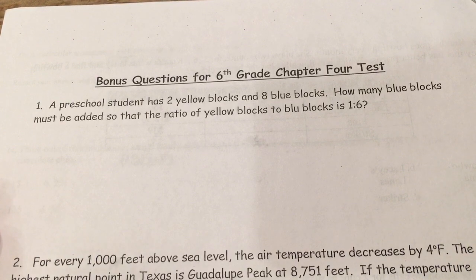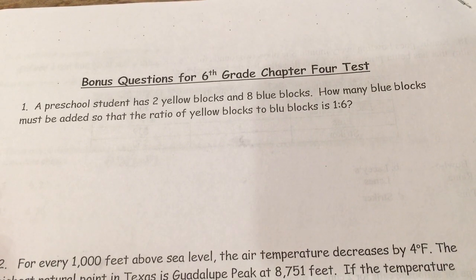Bonus questions for 6th grade, Chapter 4 tests. Number 1. A preschool student has 2 yellow blocks and 8 blue blocks. How many blue blocks must be added so that the ratio of yellow blocks to blue blocks is 1 to 6?